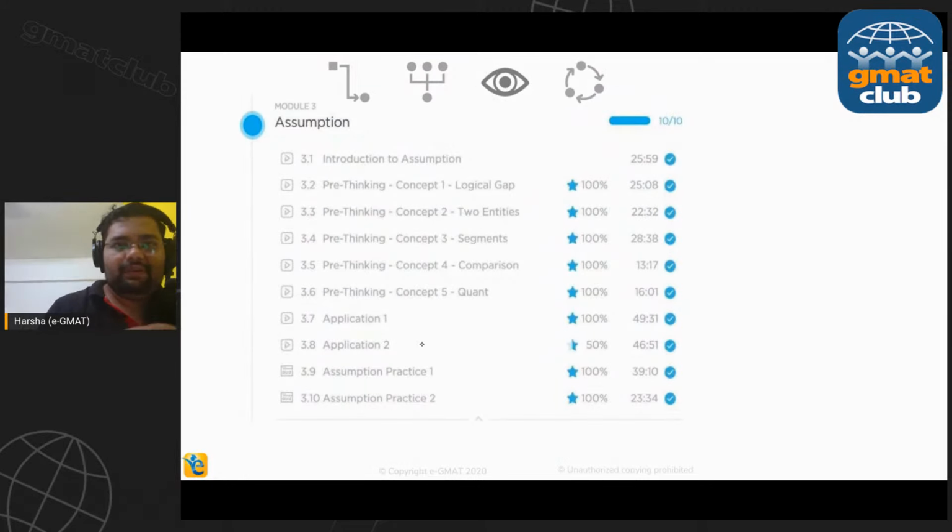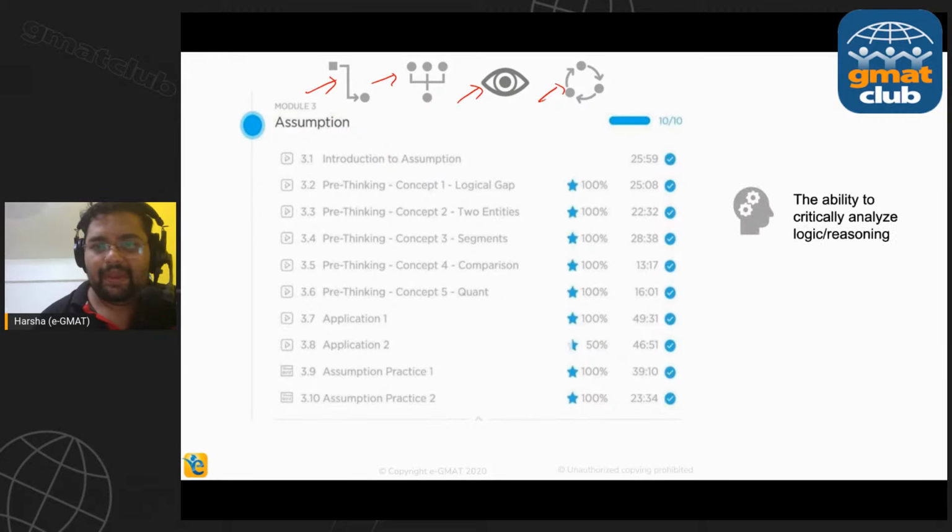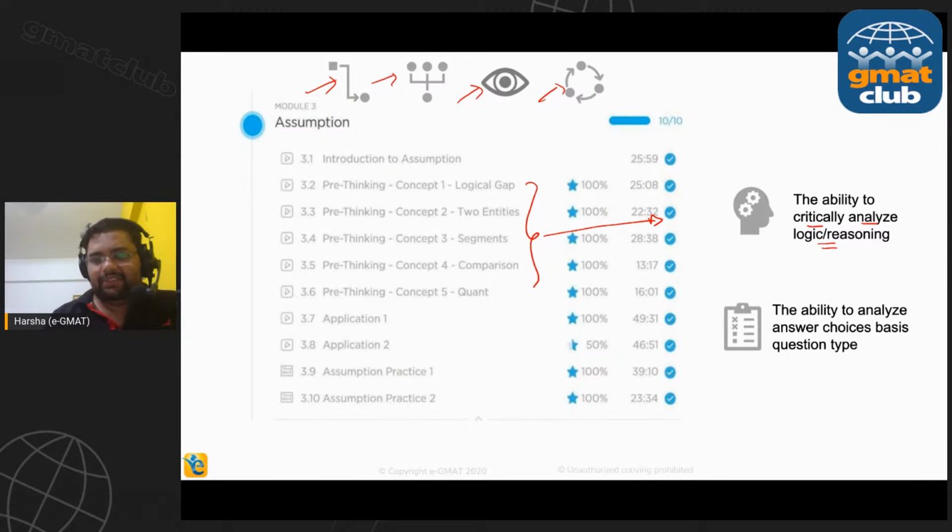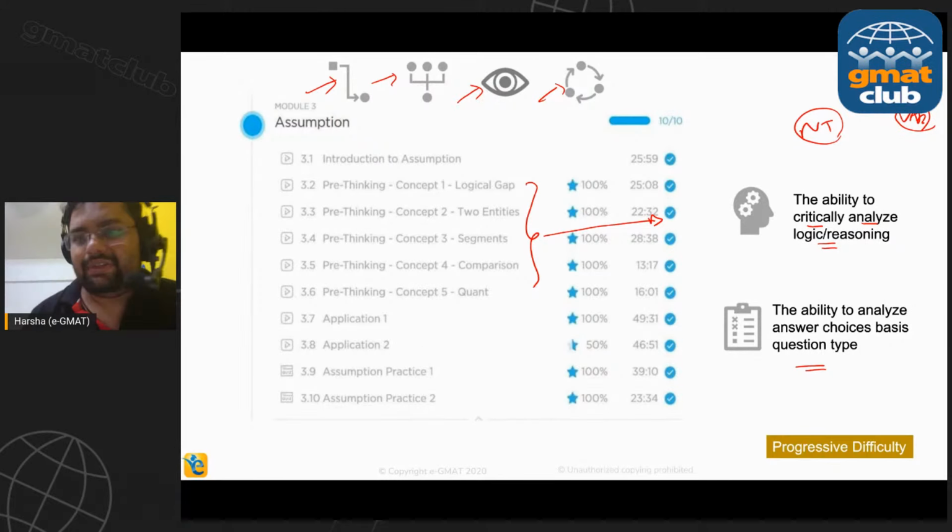When it comes to assumption, the progressive aspect is there. So these skills that started with inference are getting honed a little further, but then we also bring in pre-thinking, and the objective of pre-thinking is to help you analyze the logic. When you say pre-thinking, when you say falsification question for EGMAT students, what exactly is that question? You're trying to identify where the argument is weak, where the argument is breaking down. In other words, it's a critical analysis of the argument logic. So we're trying to teach you those things here, and then with each question type you have to learn how to analyze those answer choices. In assumption, for example, you need to know what the negation test is. In evaluate questions, you need to know how the variance test works. So there are certain conceptual entities that you need to understand.